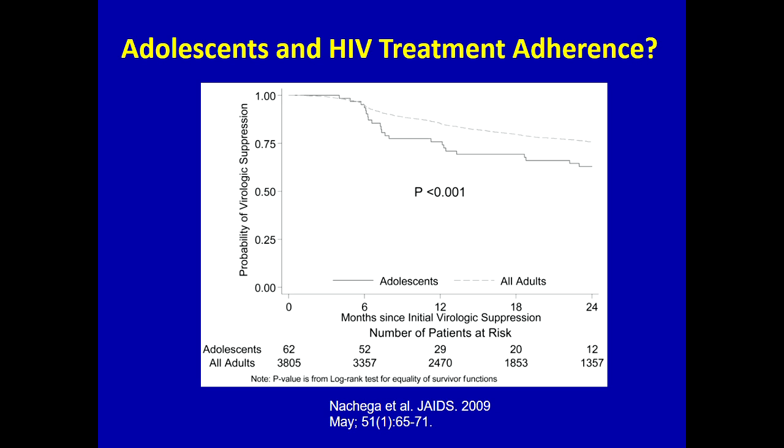So we've known for quite a few years now that adolescents do worse when they are HIV infected compared to both younger children and when compared to adults. These are some of the first data that were published related to adolescent outcomes from a paper by Jean Nishega in South Africa. And what you can see here is that even when you're only including those who achieved full virologic suppression, the rate of loss of virologic suppression is significantly faster among adolescents compared to older patients.